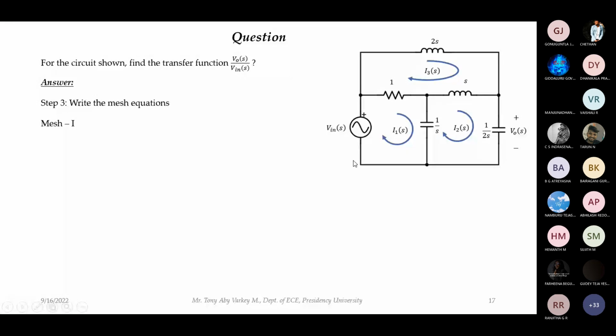So I'm starting from here. First thing is minus V in of s plus 1 into I1 of s minus I3 of s plus 1 by s into I1 of s minus I2 of s equal to 0. Any doubt in this?